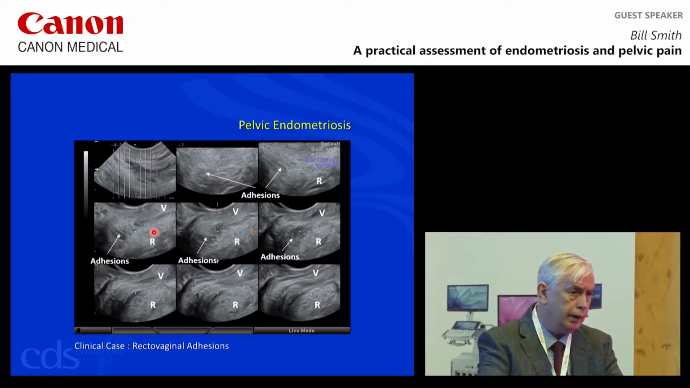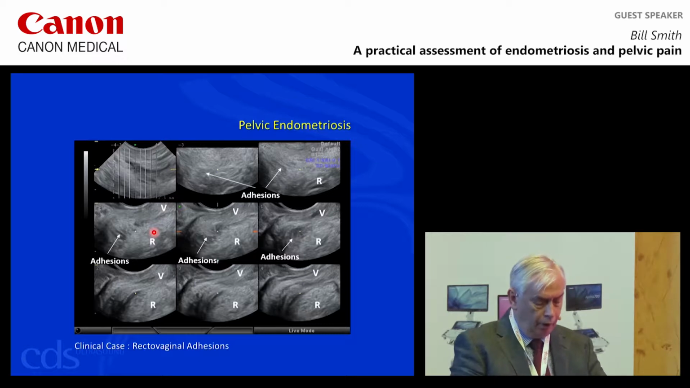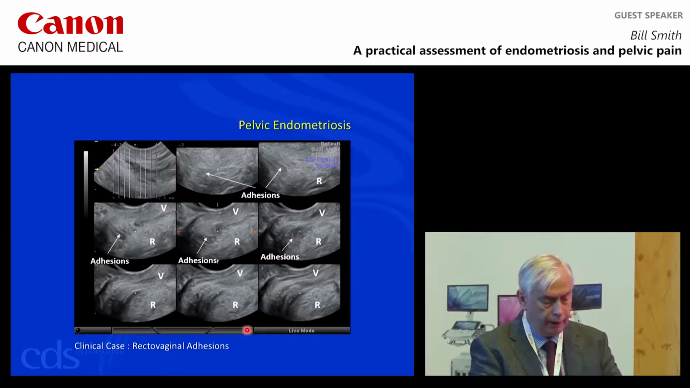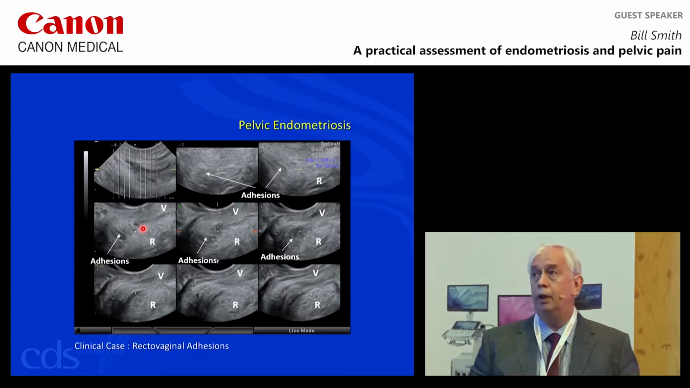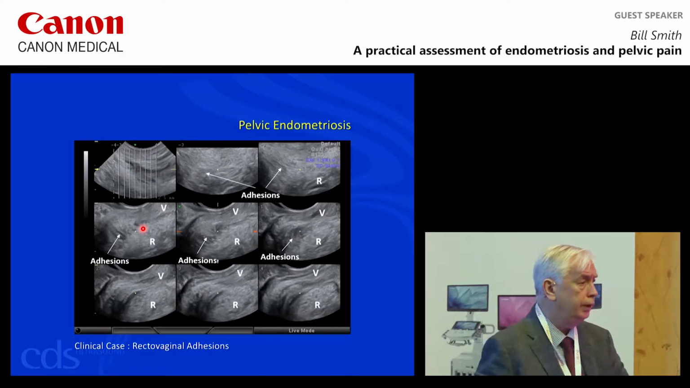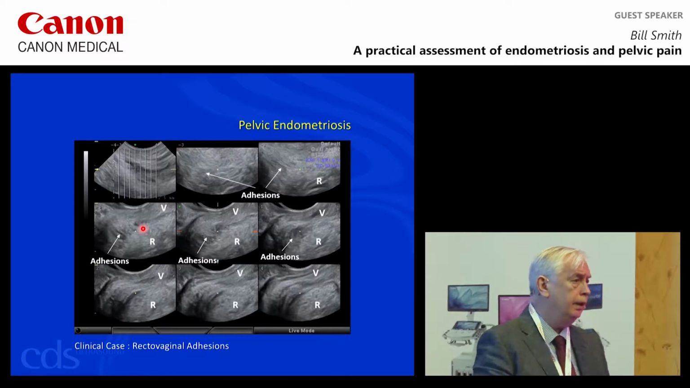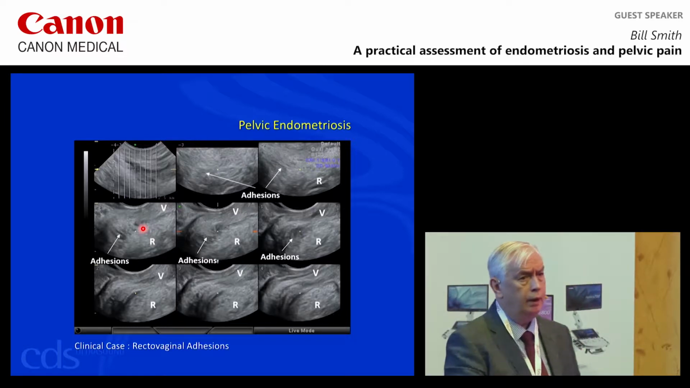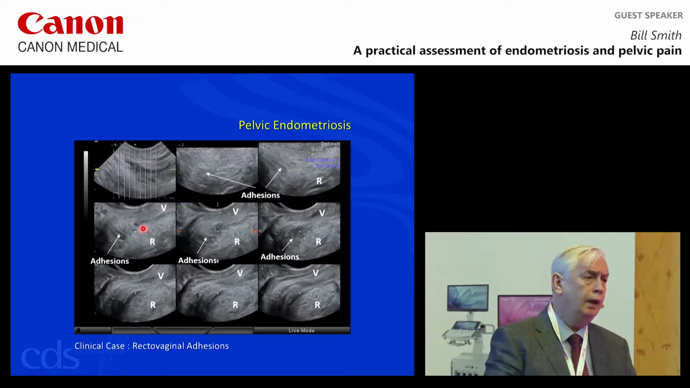But this case illustrates the value of 3D. What we're looking at here is the rectovaginal septum. And as we look through our tomographic cuts, as we come to that area there, you can see rectovaginal adhesions. And again, this is a 3D diagnosis.